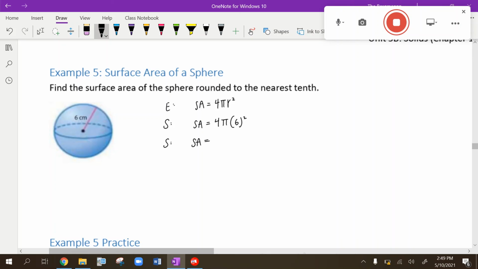If you wanted to get an exact answer, you could do the 6 squared times 4 first. That's 144. And then keep the pi on the end. If you wanted an approximate answer, you could plug it into your calculator. You would get 452.4. So our answer with units, surface area of the sphere is about 452.4 centimeters squared.